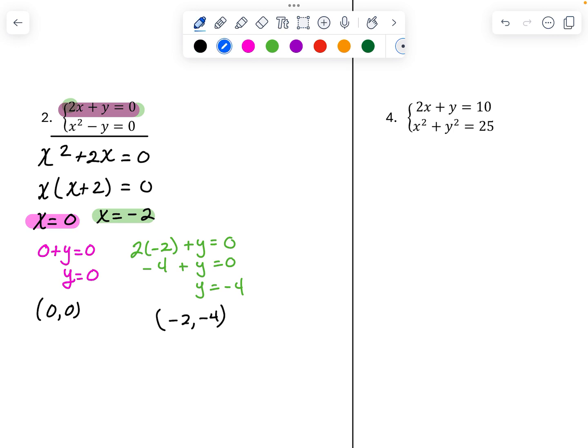And by the way, I didn't say so, but this first equation is linear. The second equation is quadratic. So if you were to look at this, you would have a parabola, a really horrible parabola, with a line that goes through it, and it hits at the origin and at negative 2, negative 4, which is where the line intersects the parabola.